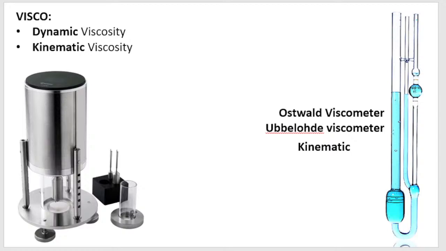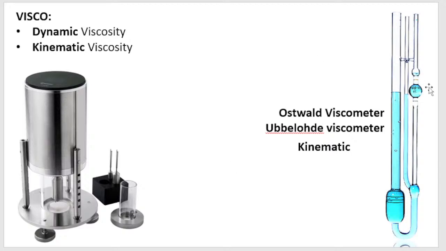I want to talk to you about the Ostwald, and I'm not sure how to pronounce that, Ubbelohde viscometer. So this is one of the most popular and cheaper viscometers in the metalworking industry. It measures kinematic viscosity. So there are different types of viscosity out there. This one is designed to measure kinematic.